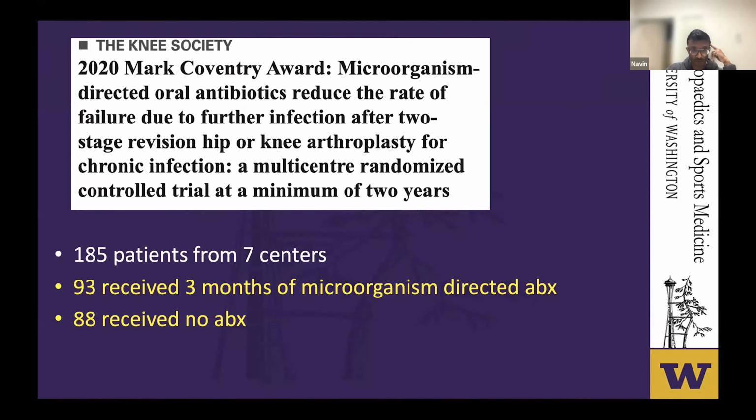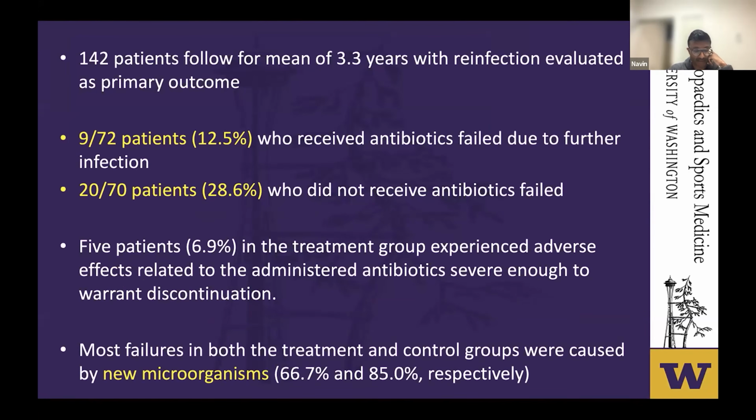185 patients were enrolled from 7 centers. 93 patients received 3 months of microorganism-directed antibiotics after reimplantation. 88 received no antibiotics. 142 patients were available for analysis at a mean 3.5-year follow-up. 12.5% of those patients who received antibiotics failed due to further infection. Almost 30% of those who did not receive antibiotics failed due to further infection.